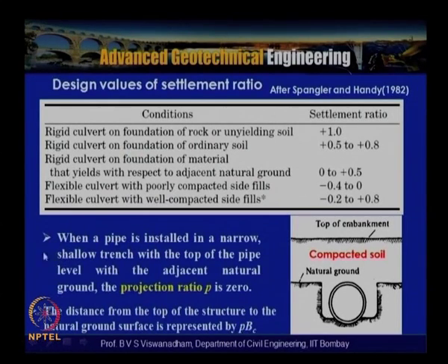When the pipe is installed in a narrow shallow trench with the top of the pipe level with the adjacent natural ground, then the projection ratio P is said to be 0. That means that when the pipe is installed such that the top of the pipe matches with the natural ground surface, the projection ratio is said to be 0. The distance from the top of the structure to the natural ground surface is represented by PBC.